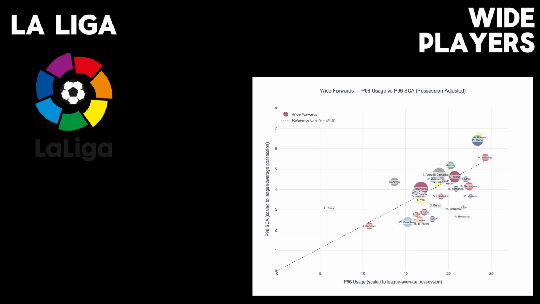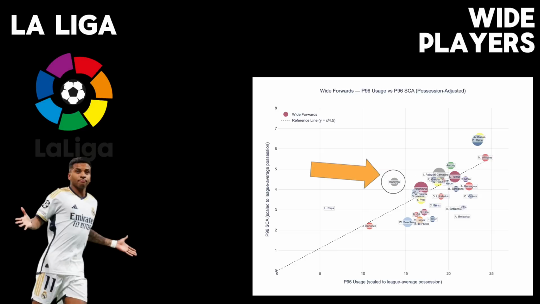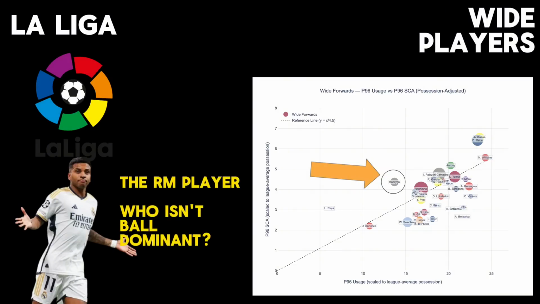And I don't watch so much Madrid, but Rodrigo is surprisingly far to the left. He's above the line, so that's good. But why so little usage? Let me know in the comments. I guess he's the one in Madrid's hierarchy who doesn't really get on the ball. It's not that he doesn't want it, but that's the role he's playing.